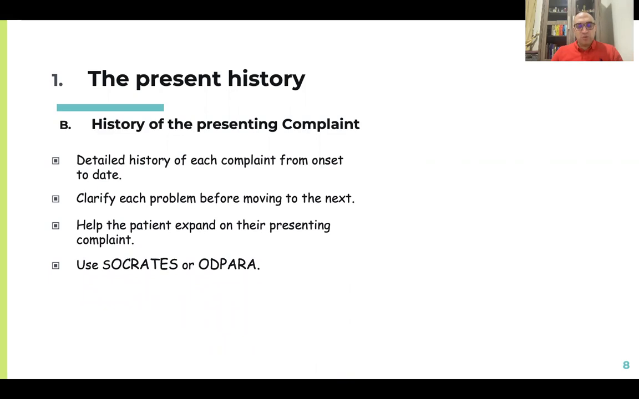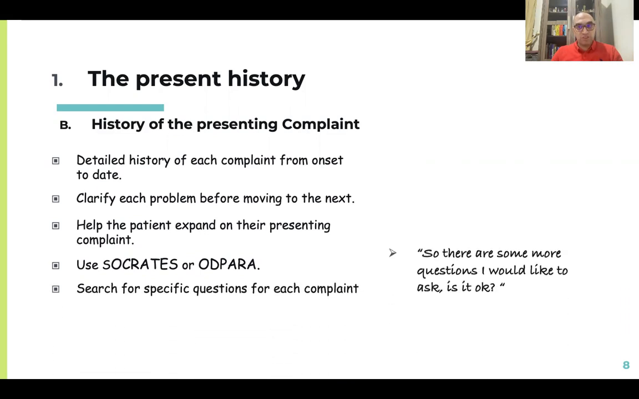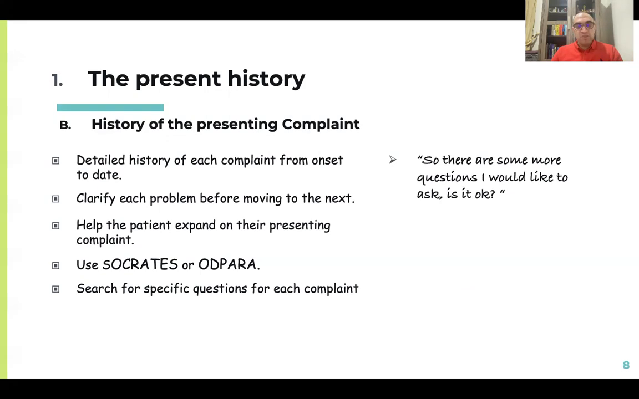Use SOCRATES or ODPARA as a mnemonic to memorize the questions you should ask, and search for specific questions for each different complaint. So there are some questions I would like to ask. Is it okay? I would like to go through the story again to clarify some details.